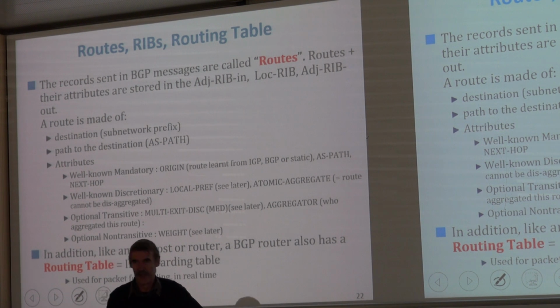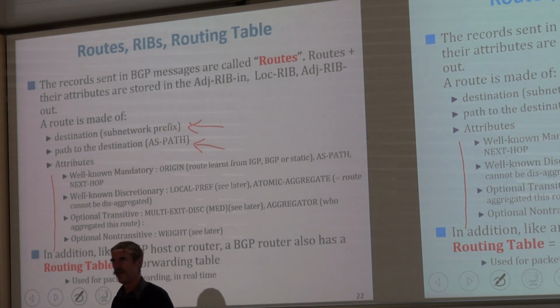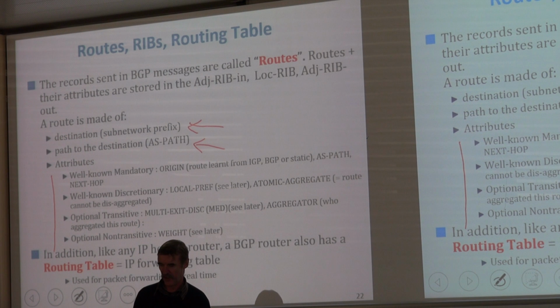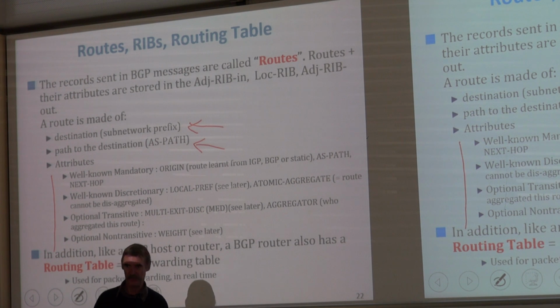The records that are called the routes, what are they exactly? Well, they contain essentially the network prefix, like we have seen in a routing table, plus the AS path, like we have seen in the simulations we did last hour, plus a potentially huge number of attributes that are used to help the decision process, that are in some sense different priorities.